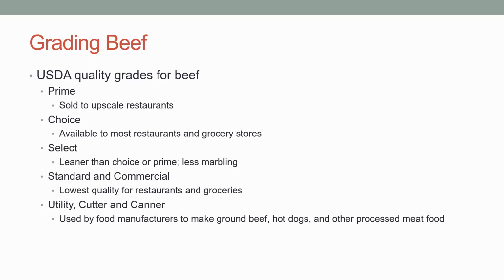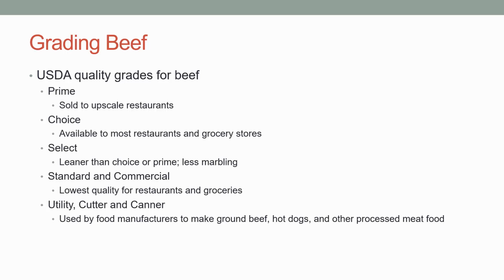And then your utility, cutter, and canner grades, those are really those that we don't see in their whole form. Those are used by food manufacturers to make ground beef, hot dogs, other processed meat foods. So you can see how the scale varies.